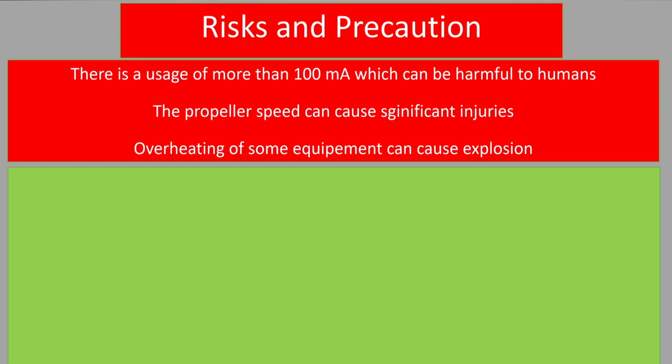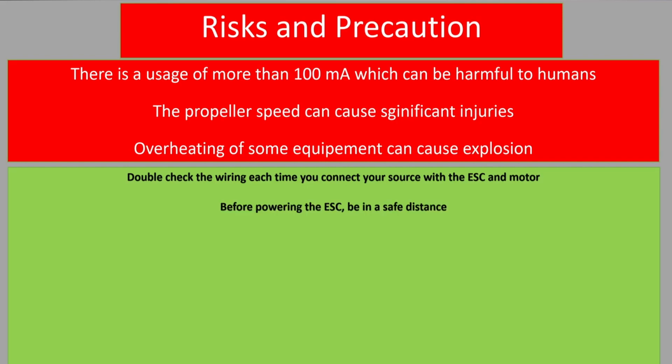So it's very important that you have the right dimension for each part. For example, your ESC has to take more than 30 amperes, so you're sure that there is no big overheating or any risk of explosion. Okay, so these are my advices. First of all, double check each time that all your connections between the ESC, motor and battery are good. Also, before powering the ESC, be at a safe distance. That's very important.